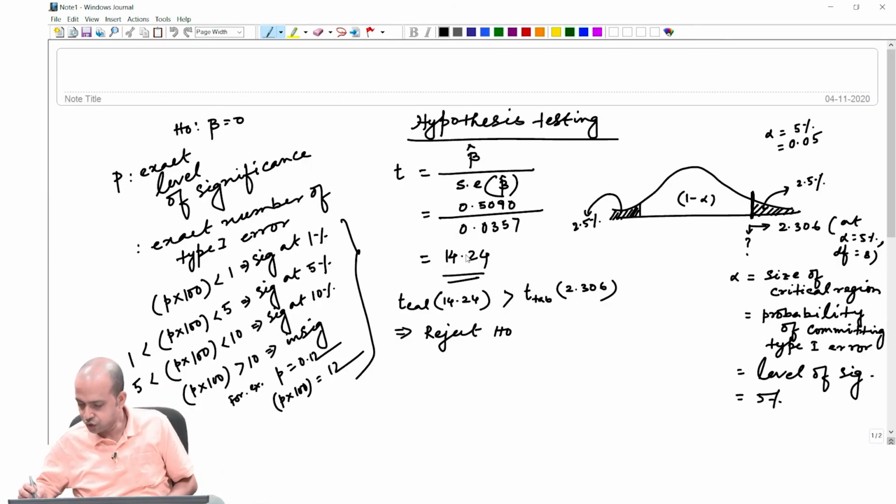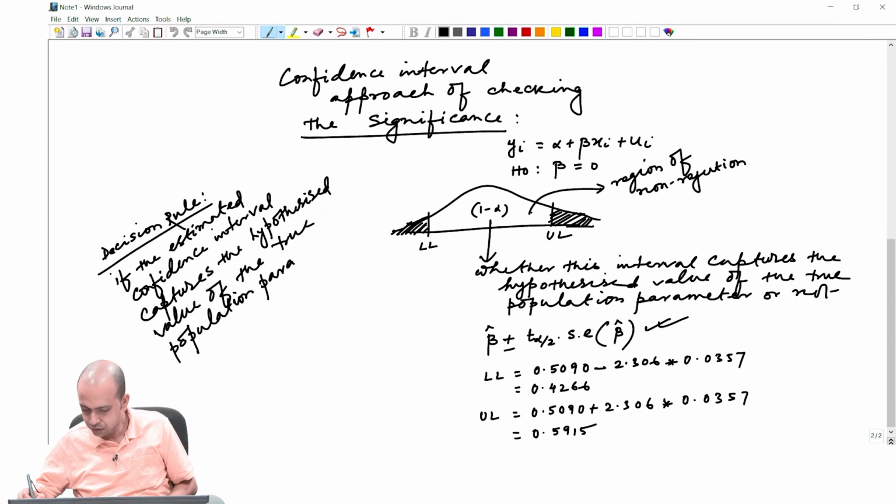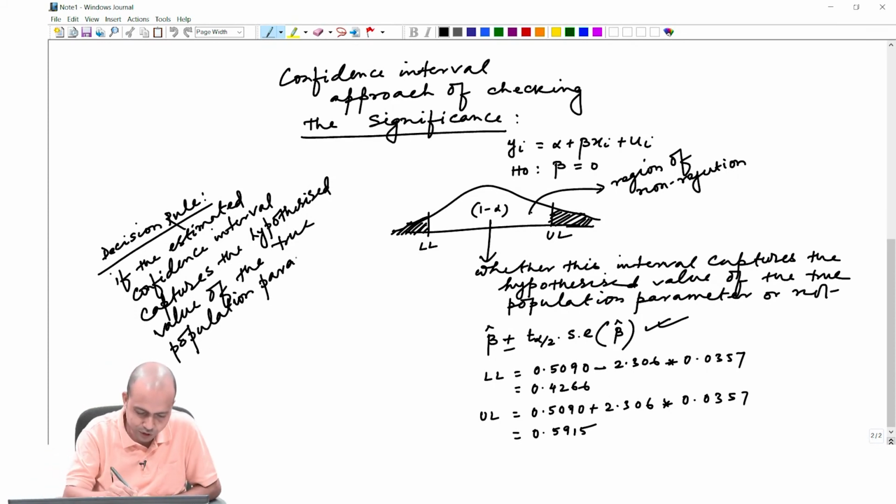All right. So, what we are saying then? If the estimated confidence interval captures the hypothesized value of the true population parameter, then the decision is do not reject your null.